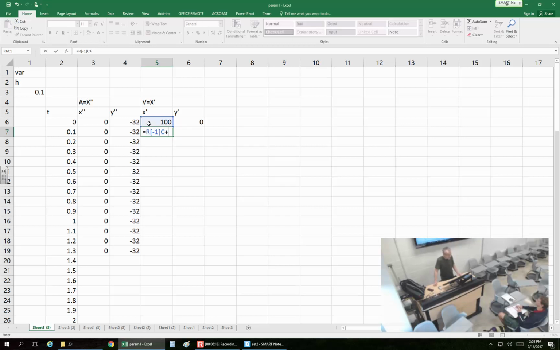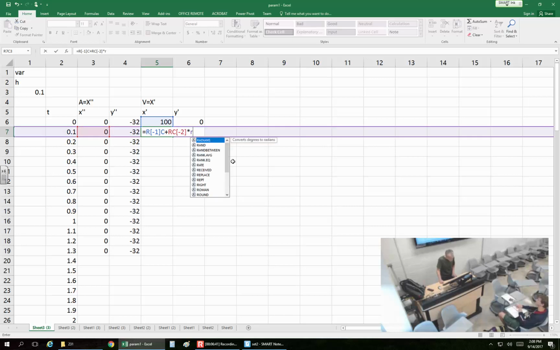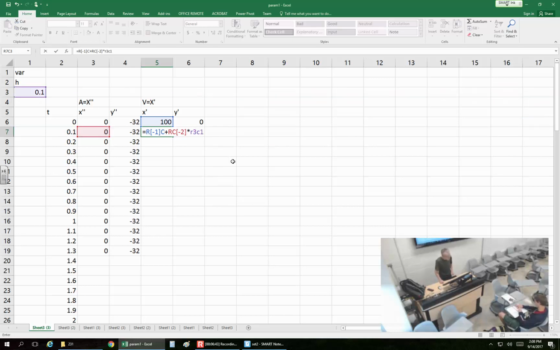Isn't it just... yeah. The respective acceleration, this one, right? Multiplied by 0.1, because it's 0.1 seconds, the time, the period of time. That's right. So which is R2, R3C1. Okay. So once again, the previous velocity plus the acceleration times time.